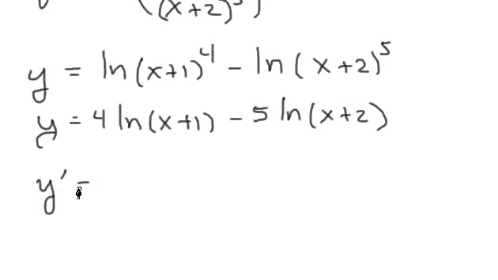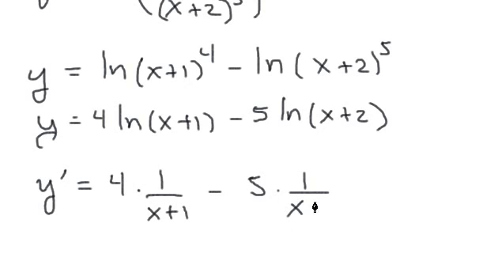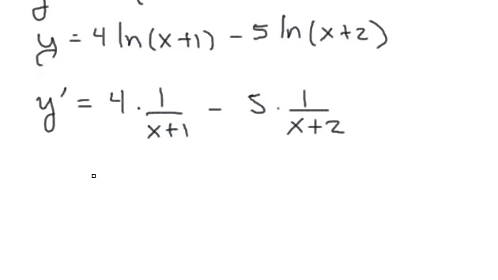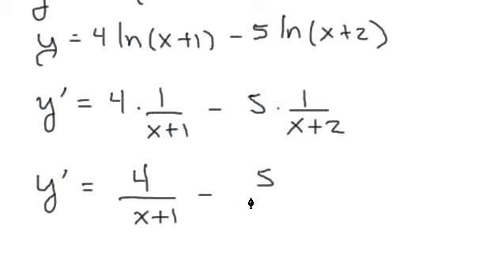So y prime is equal to 4 times the derivative of x plus 1 is 1 over x plus 1 minus 5 times the derivative of x plus 2 is 1 over x plus 2. And of course we can rewrite this one more time. So this is 4 over x plus 1 minus 5 over x plus 2. And we're just going to keep it just like that.